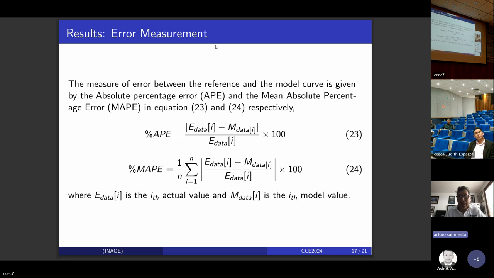How close we are with respect to the original models is measured through the figure of merit called the mean absolute percentage error, which is a very well-known method. But because we are dealing with curve fitting, we have to compute it at every point. The next, please.